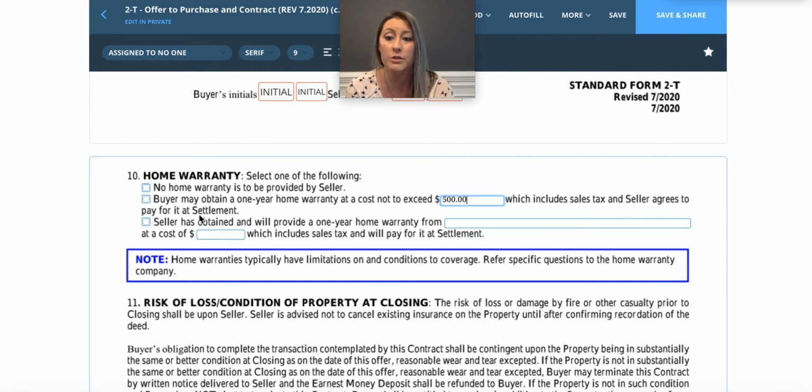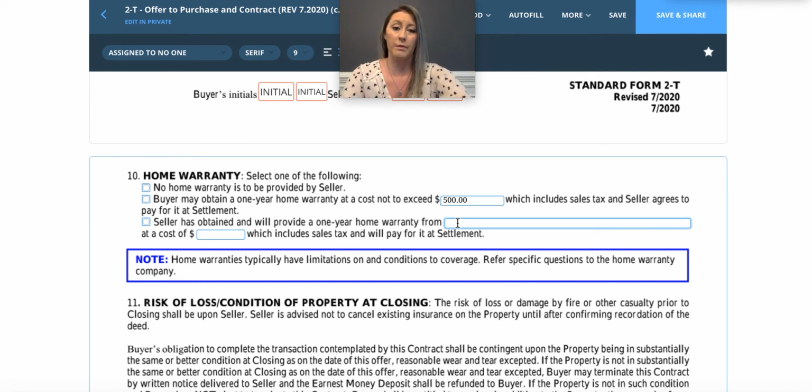Or the seller has obtained and will, so this last one is the seller has already obtained a home warranty. They know that it's an older home and they're giving you a home warranty with the home. So who are they? This would be the name of the home warranty company that they're getting it from.